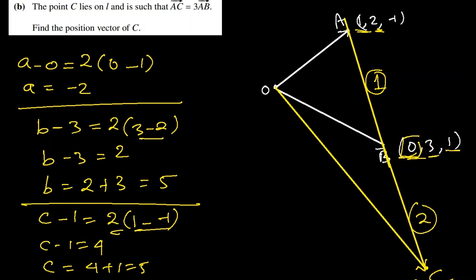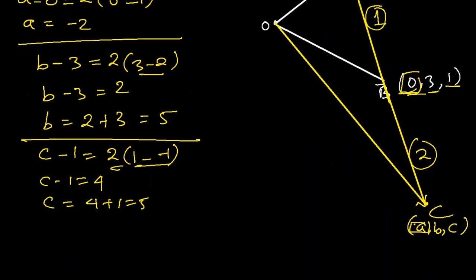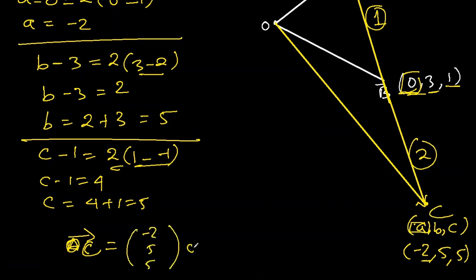So now we know the coordinates of C very clearly. They are minus 2, 5, 5. So the position vector of C, which is OC, in column notation is minus 2, 5 and 5, or if you want to write in algebraic form, it will be minus 2i plus 5j plus 5k. This is the position vector.